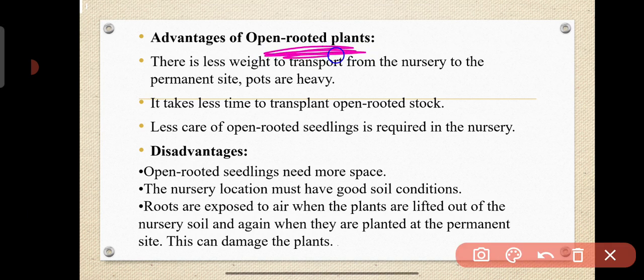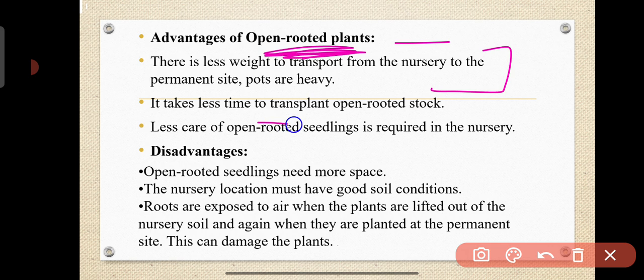Means if we are growing plants open rooted, means we are not growing them in a pot or something. So what will be the advantages and disadvantages of that process? So there the advantages will be, there is less weight to transport from the nursery to the permanent site. Pots are heavy. Now we all know pots are heavy, so if the plants are open rooted, they can be easily transported because we can lift the plant very easily.